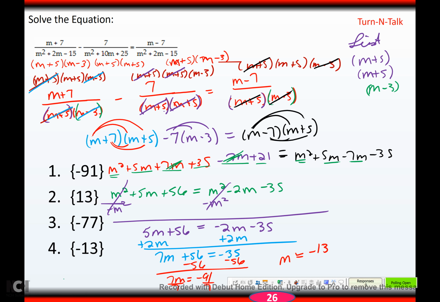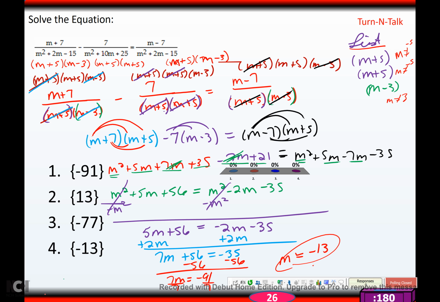And I've got to check, can I keep it or not? Well, if you just look at your factors, if this is what's in my list, then this says M can never be negative 5, M can never be 3. And I didn't get any of those, so my answer is good and I can keep it. All right.